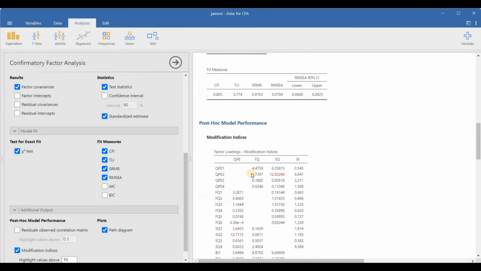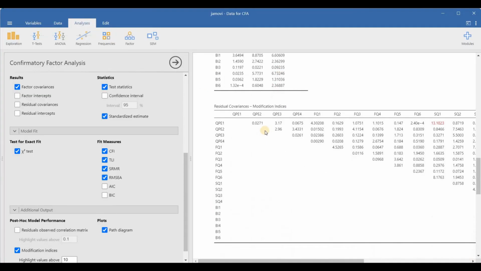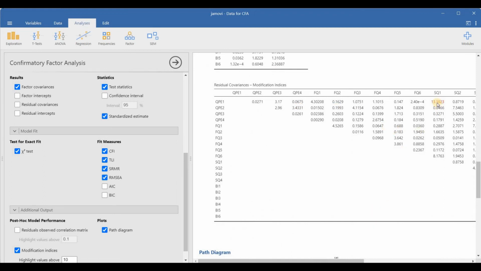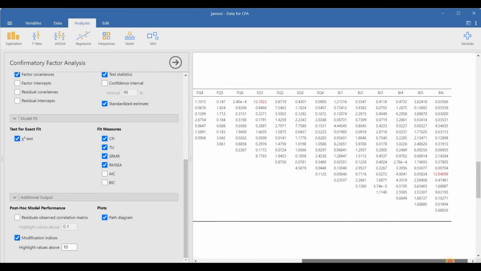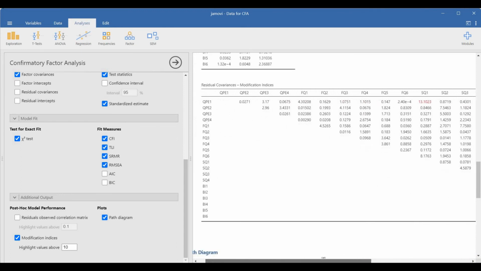Now we have to go through the modification indices. You are looking here that these are in red color. Why? Because we have set the threshold at 10, highlighting any value above 10. These are above 10, so that's why these are highlighted. Two values are highlighted because their value is above 10.